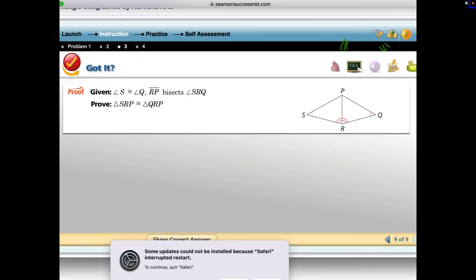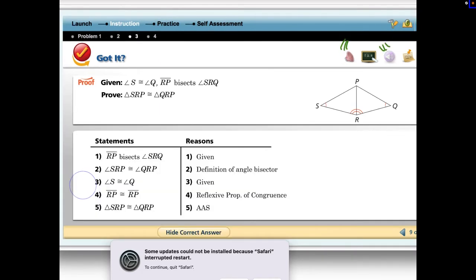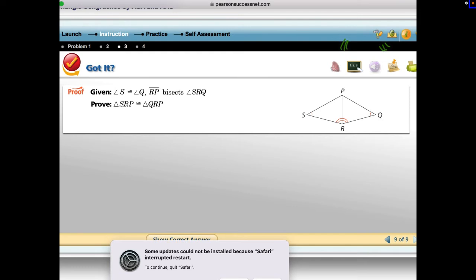Okay, let's just go over another one. Let me go back. Y'all saw it, but let me go through it. They give me that angle S is congruent to angle Q. So that is given, right? And they have it marked over there. They tell me that RP bisects angle SRQ. So I'm going to write that and that it's given.